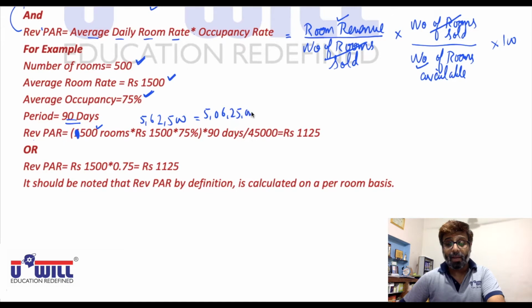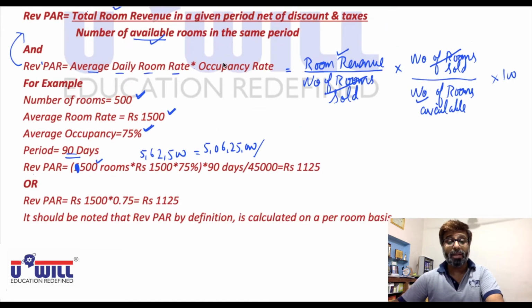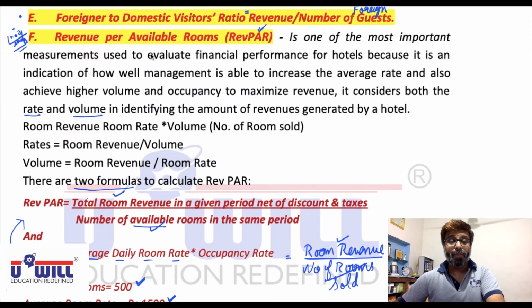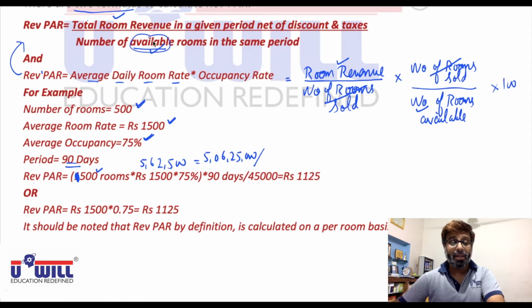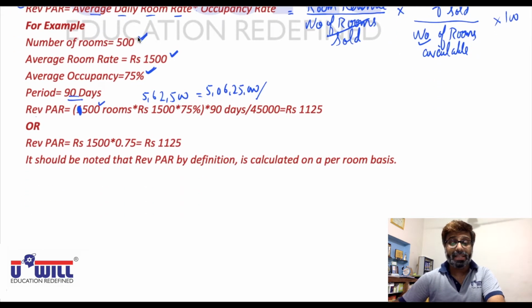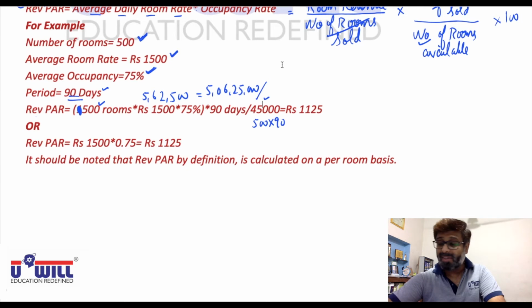6,25,000. Now when you divide it by, what is the formula? Number of rooms available. If you divide it by the number of rooms available, total 500 rooms are there. So number of rooms available will be 500 into 90 days. We are talking about 90 days period. That is 45,000. Now you divide 5 crore 6,25,000 divided by 45,000. What will you get? 1125.